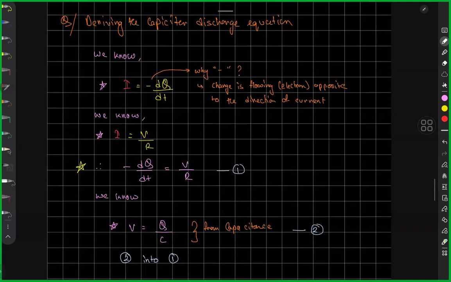Now comes the real part. How do we derive the discharge equation? What do I mean by discharge equation? What I mean to say is I want to find out, from time t is 0, where the capacitor is fully charged, to time n, let's say, any amount of time after 0. It's 1 second, 2 seconds, 3 seconds, 300 seconds.